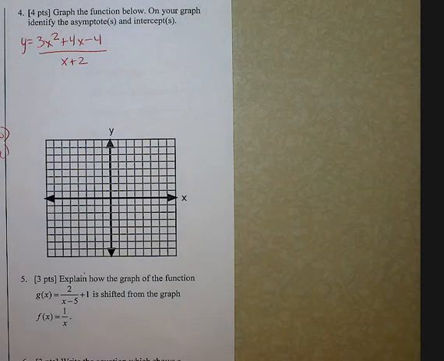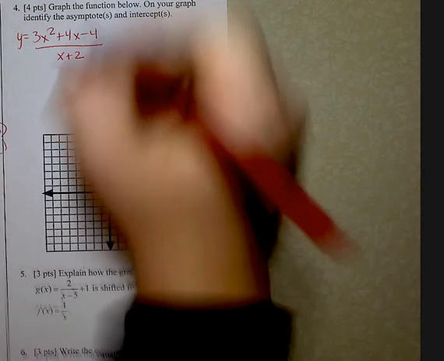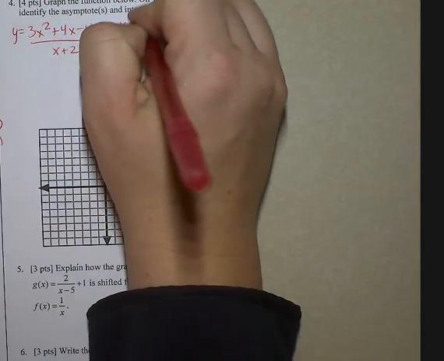Number 4, we are going to graph the function, and on the graph, we want to identify any of the asymptotes or intercepts. Okay, on your graph, we want to identify those. So notice that this problem is like number 3, and it's like number 3 because what's the degree on top? 2. What's the degree on the bottom? So in that case, you will always have a slant asymptote or you'll have a hole.